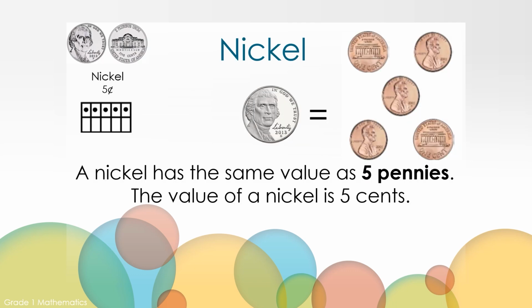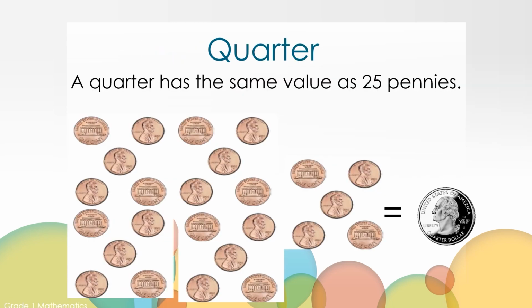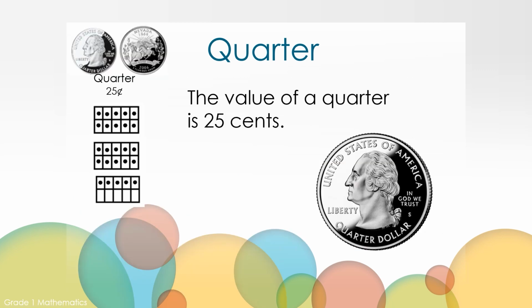A nickel has the same value as 5 pennies. The value of a nickel is 5 cents. A dime has the same value as 10 pennies. The value of a dime is 10 cents. A quarter has the same value as 25 pennies. The value of a quarter is 25 cents.